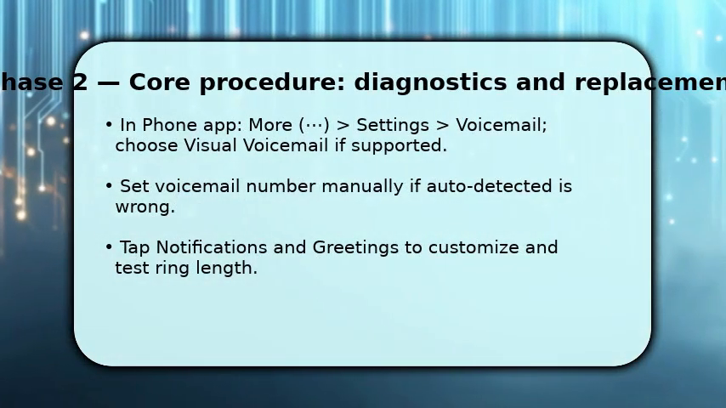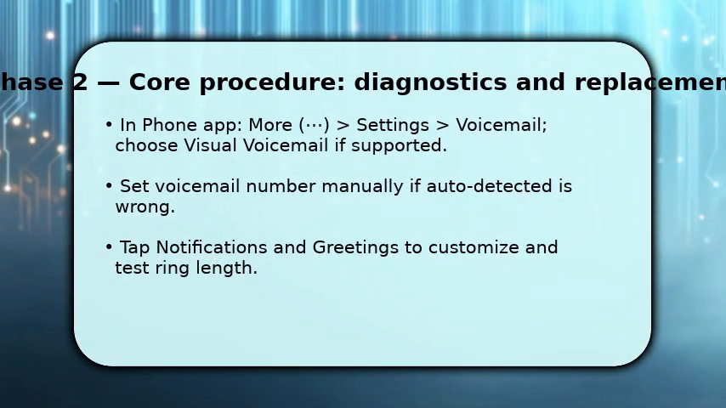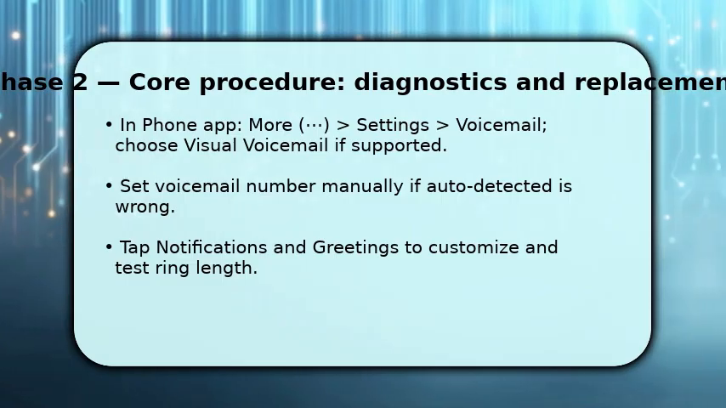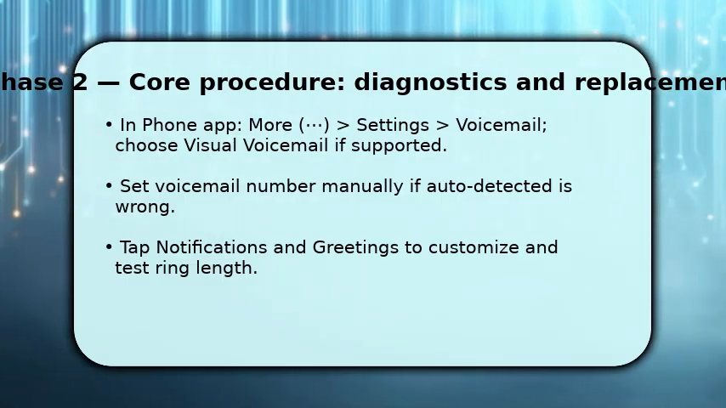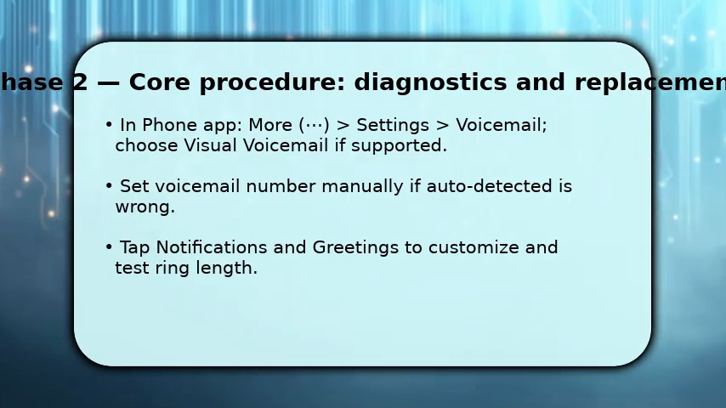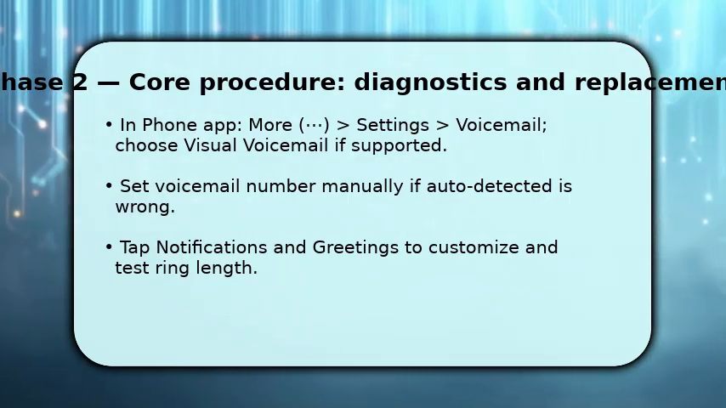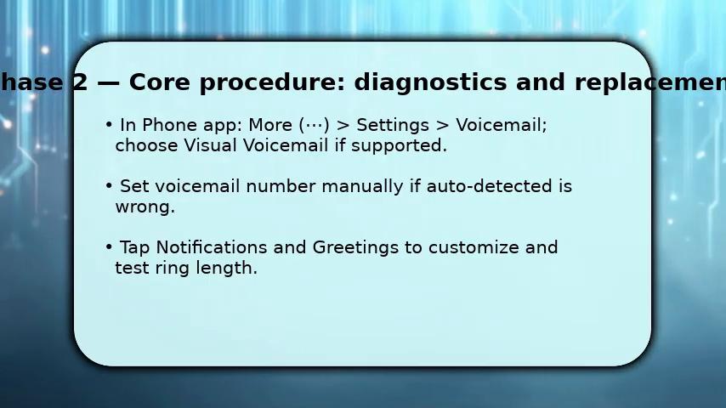Go to Phone app, tap More, then Settings and Voicemail. Select Visual Voicemail when available because it provides transcripts and message lists. If auto-detected voicemail number is wrong, manually enter the carrier voicemail number to ensure calls route correctly.